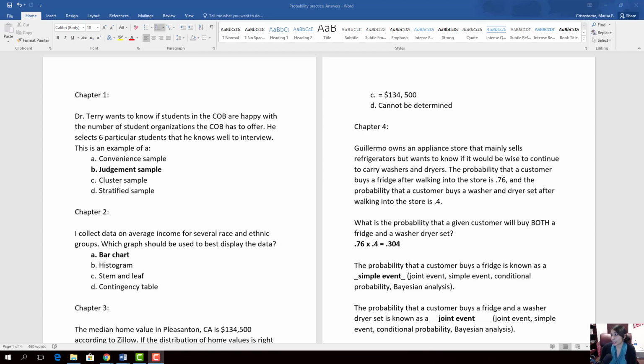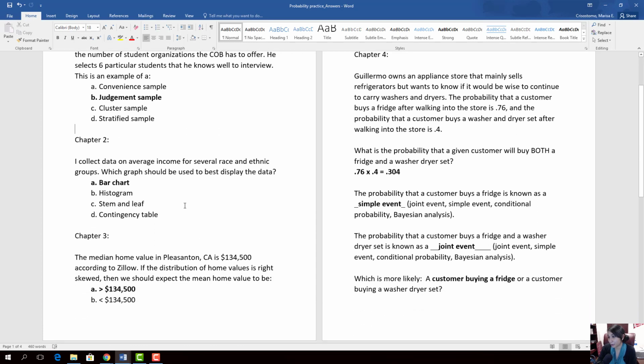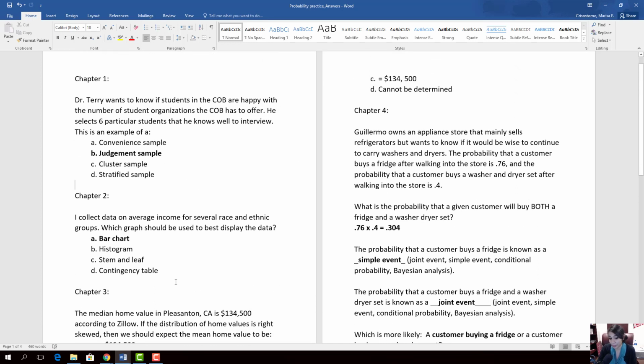Hi, this is just the review of the probability practice questions that I have posted under Chapter 4. This probability practice does have a couple of review questions. If you recall, our exams, while they mostly cover whatever unit we're working on, will have some questions regarding those previous chapters. So it's always important to brush up on those.